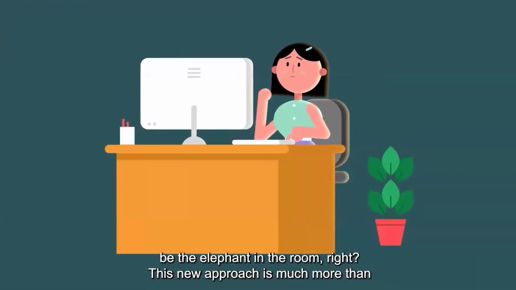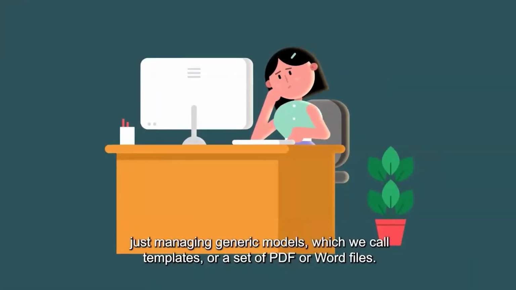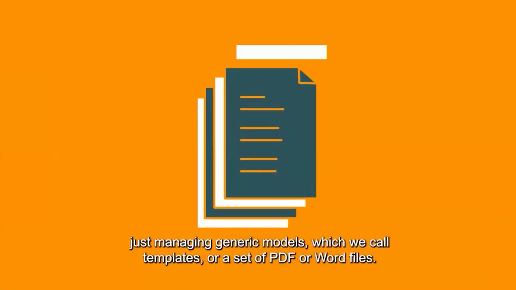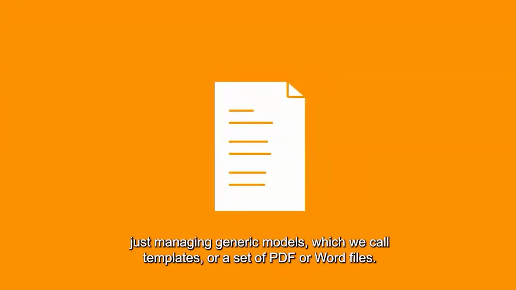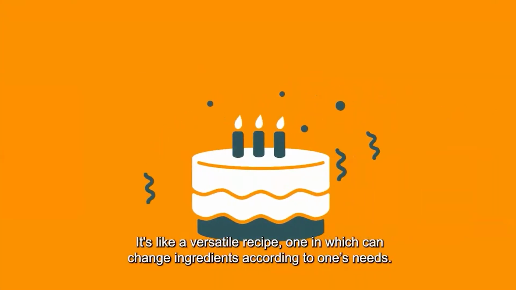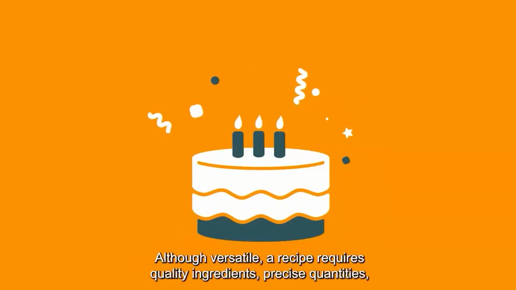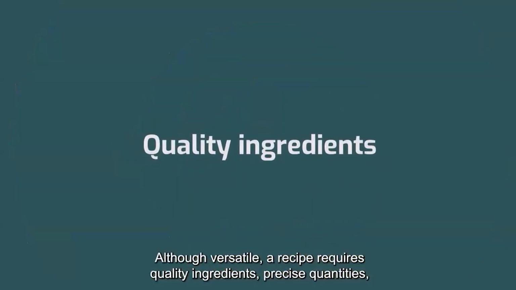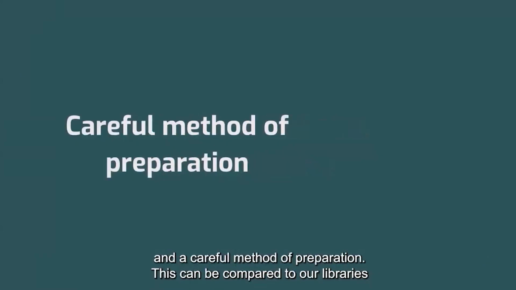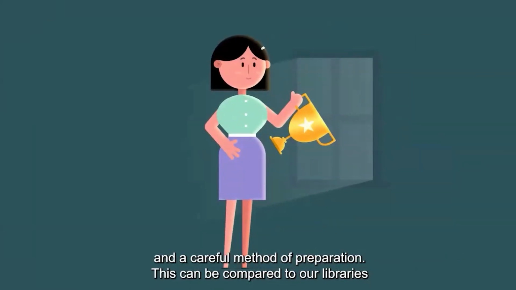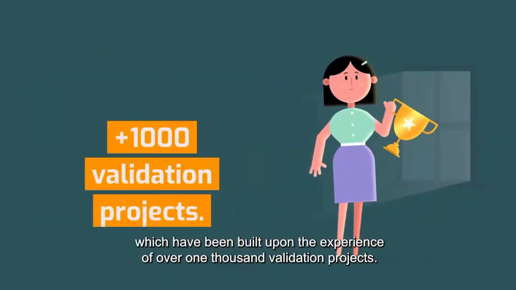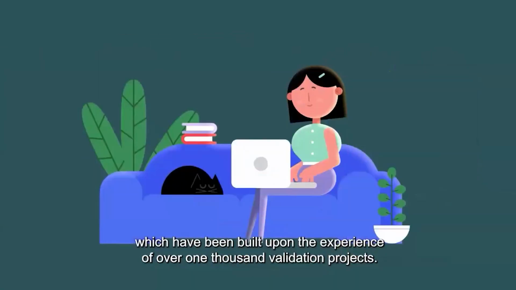This new approach is much more than just managing generic models, which we call templates, or a set of PDF or Word files. It's like a versatile recipe, one which can change ingredients according to one's needs. Although versatile, a recipe requires quality ingredients, precise quantities, and a careful method of preparation. This can be compared to our libraries, which have been built upon the experience of over 1,000 validation projects.